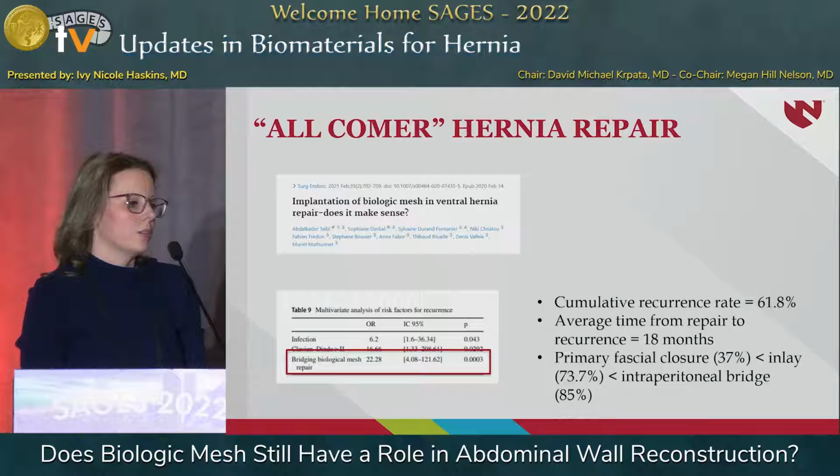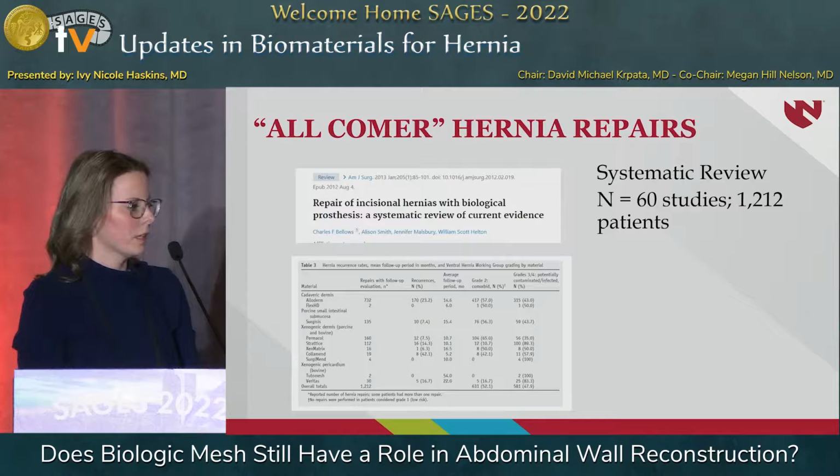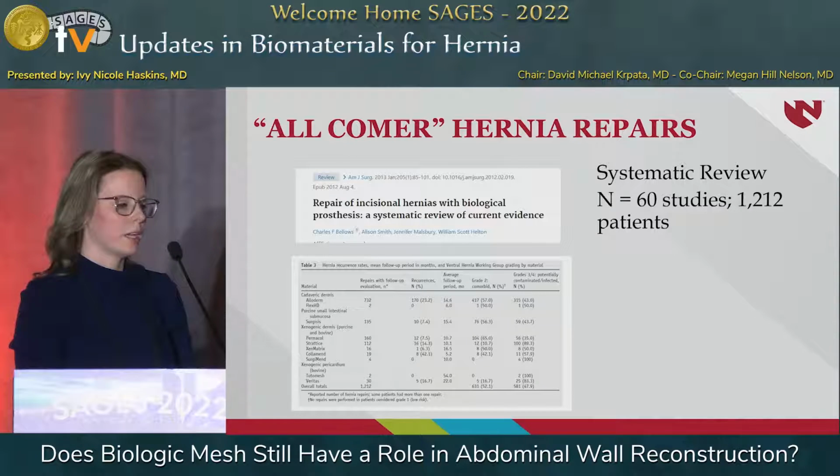The likelihood of recurrence was highest for those patients who underwent an intraperitoneal bridge and lowest for those patients who underwent primary fascial closure. This is a little bit earlier on kind of in our experience with biologic mesh, but I think it's important because it's a systematic review.